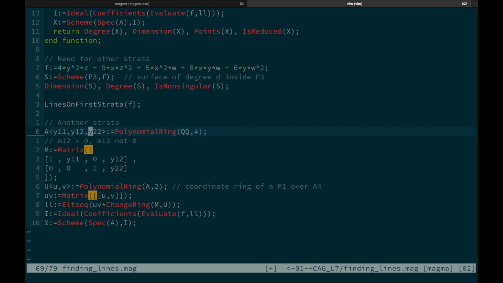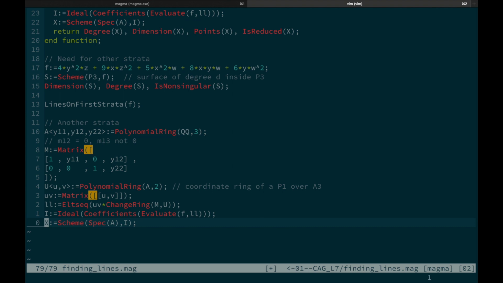So, okay. Now let's change this 4 to 3. My lines satisfying these two conditions will all be representable by this 2 by 4 matrix with these three variables being indeterminate. And then the rest is the same. I form this P1 over A3 if you want. And then I parameterize my lines using these UV coordinates. And then I pull back F to this P1 corresponding to the U. And then I form the scheme X in the spec of A.